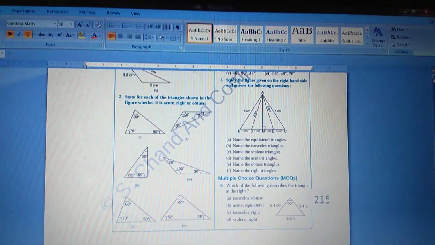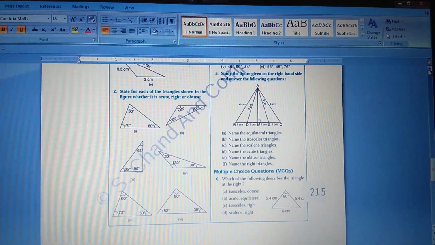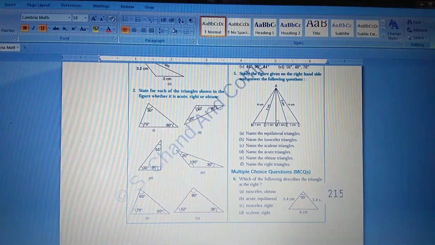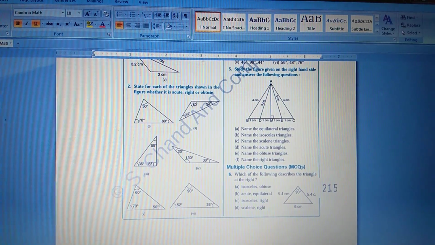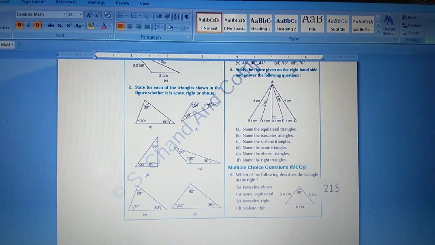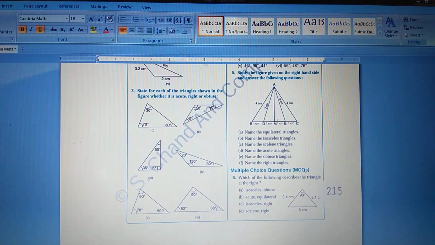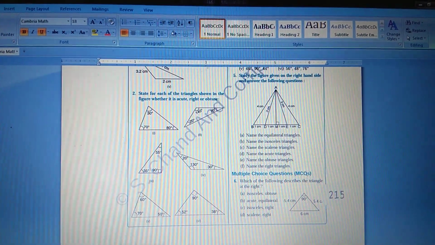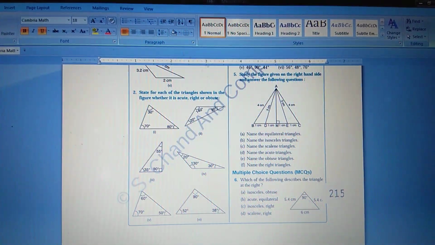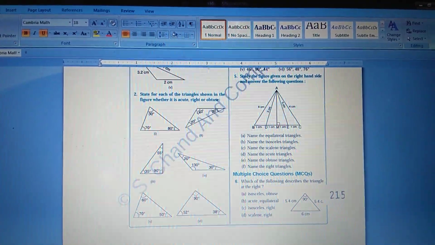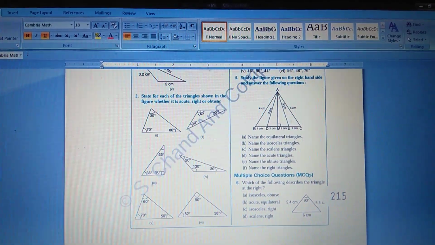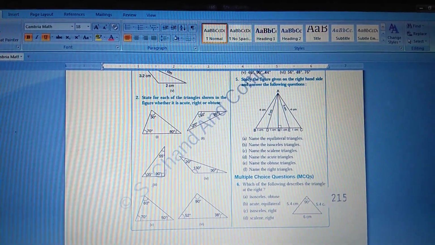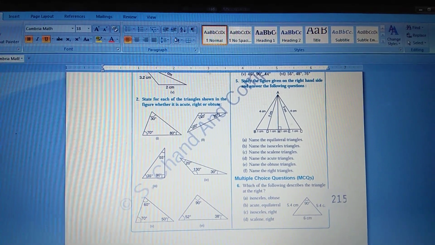Triangles are of 6 types, 3 on the basis of sides and 3 on the basis of angles. On the basis of sides, the triangles are: equilateral triangle, whose all sides are equal; isosceles triangle, whose 2 sides are equal; and scalene triangle, whose no sides are equal. On the basis of angles, triangles are again 3 types: acute angled triangle, whose all angles are acute; right angled triangle, whose one angle is 90 degrees; and obtuse angled triangle, whose one angle is more than 90 degrees.